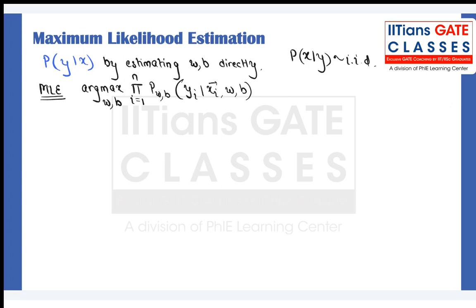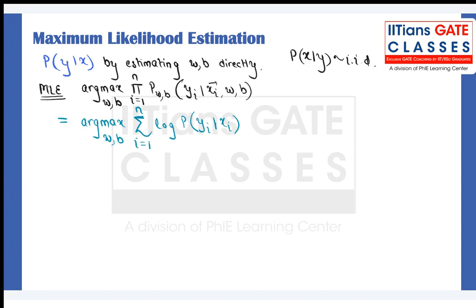So I can write this as argmax over w comma b of the summation, because I'm taking the log now, of log of p yi given xi. I'm not writing w and b because those are repetitive, but it means the same thing. Okay.